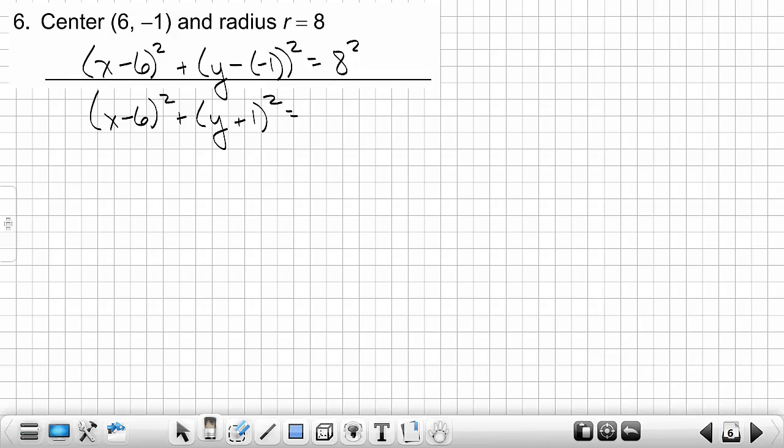Yes. So 64. Okay. 8 squared, 8 to the second power, which would be 64. Whoop, that's 9 to the square. Okay.